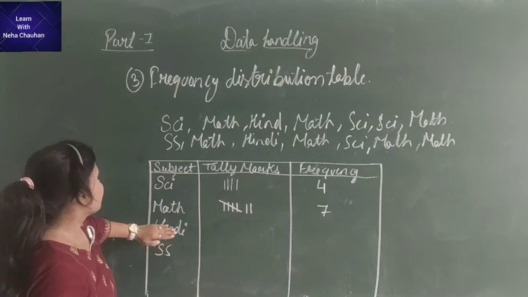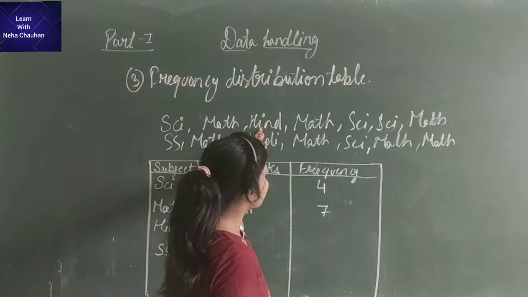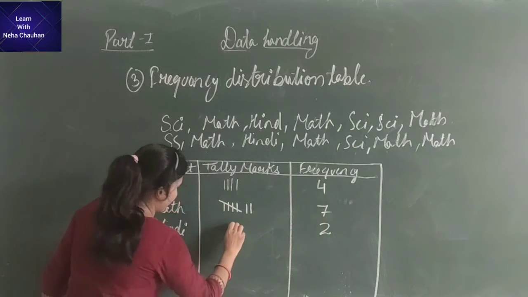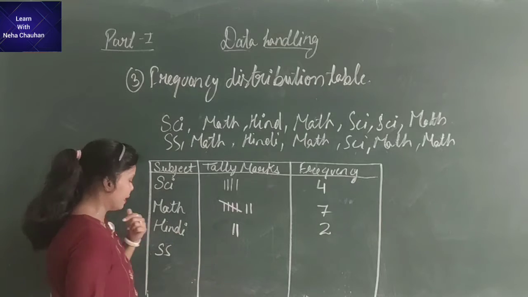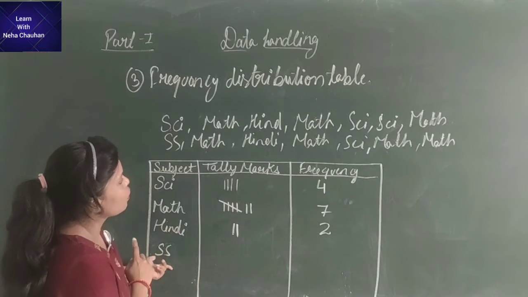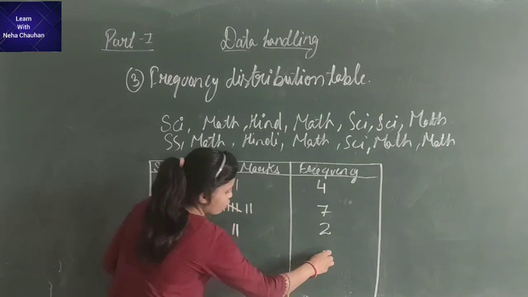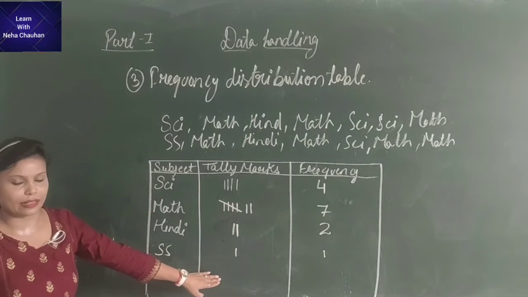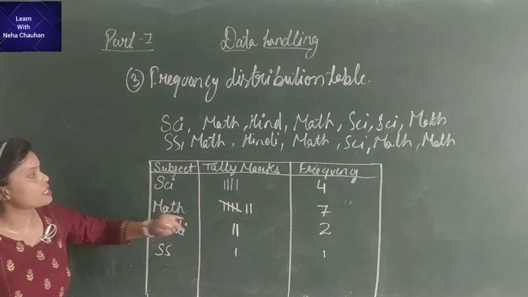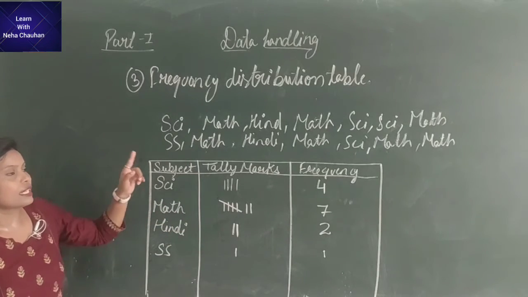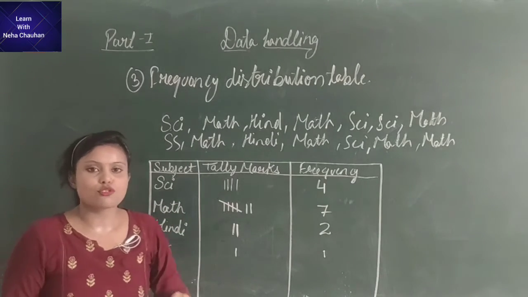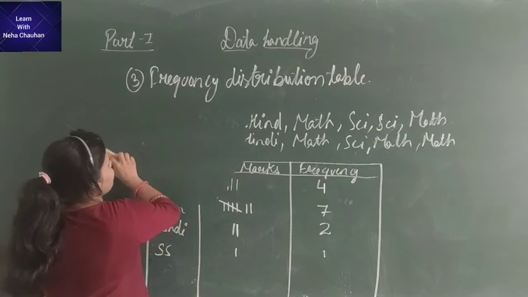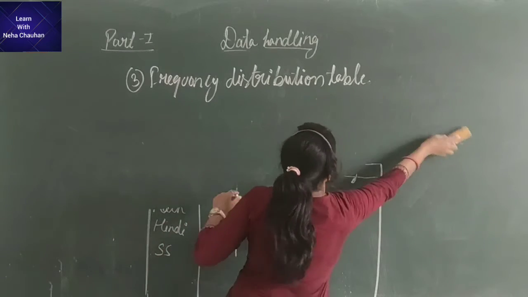Right. Hindi is repeating for 1 and 2. So the frequency for Hindi is 2 and telemark will be like this. SS is repeating for only 1 time. So frequency is 1 and the telemark is also 1 standing line. Alright. So this is the representation of the frequency distribution table. Let's come to the other method, that is grouped frequency distribution table.